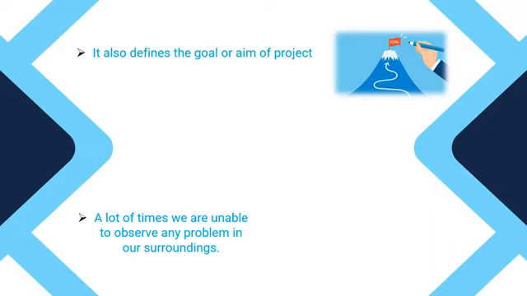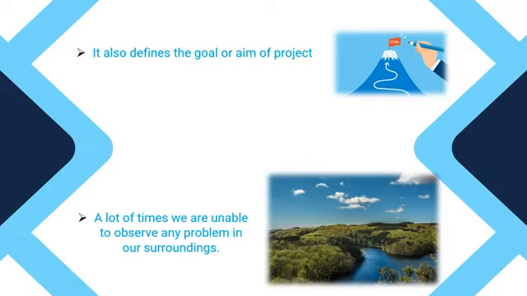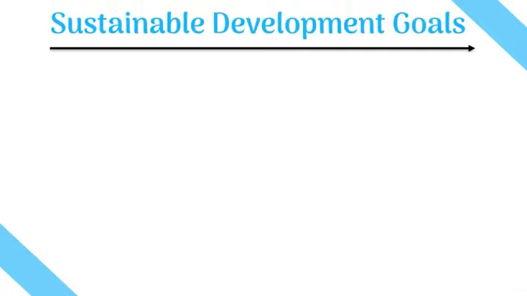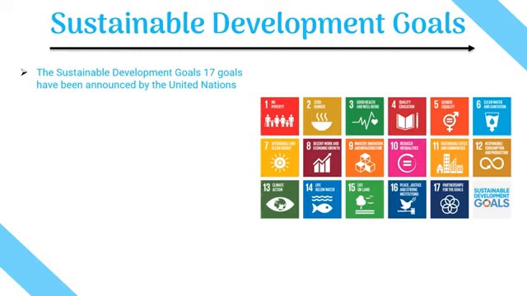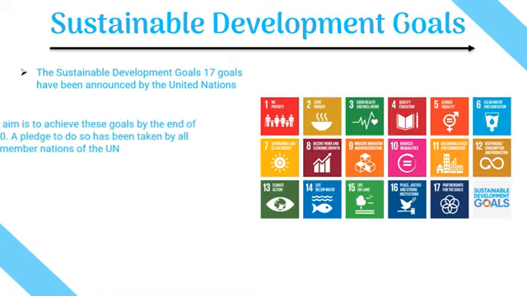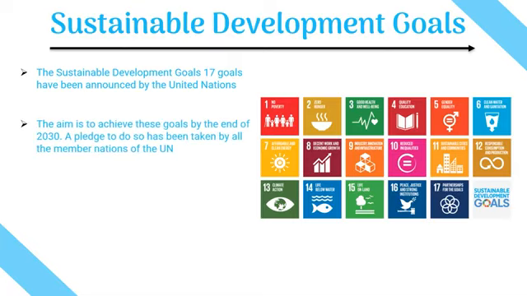A lot of times we are unable to observe any problems in our surroundings. In that case, we can take a look at the Sustainable Development Goals. The 17 goals have been announced by the United Nations, which are termed as Sustainable Development Goals. The aim is to achieve these goals by the end of 2030. A pledge to do so has been taken by all the members of the UN.